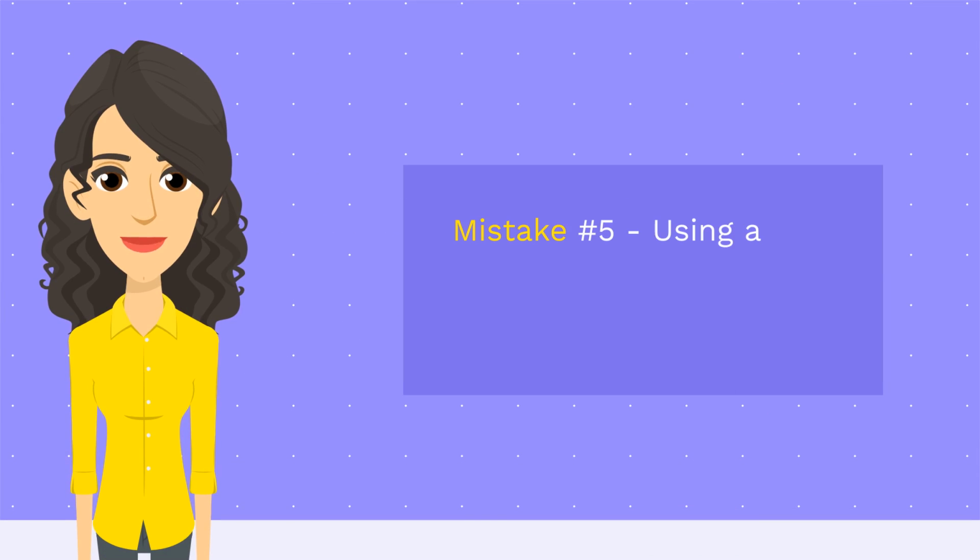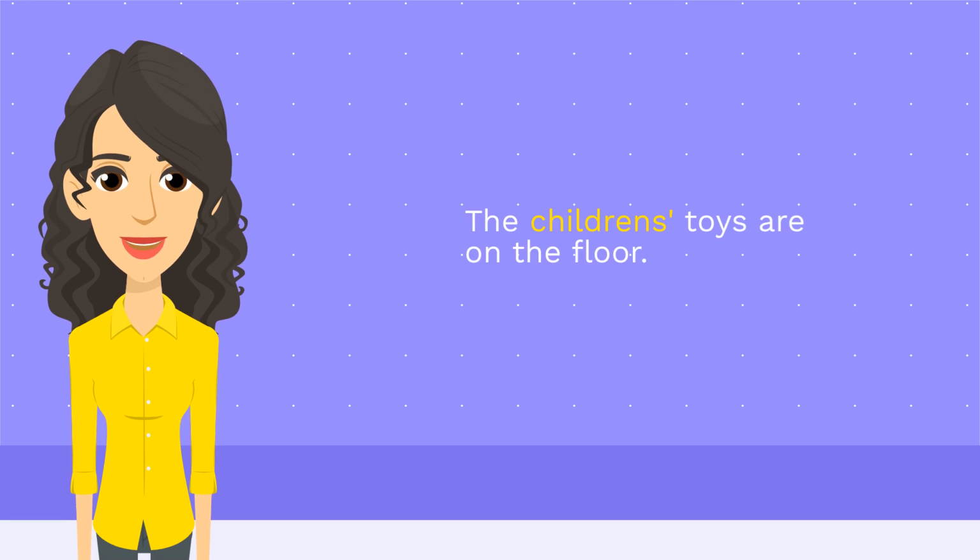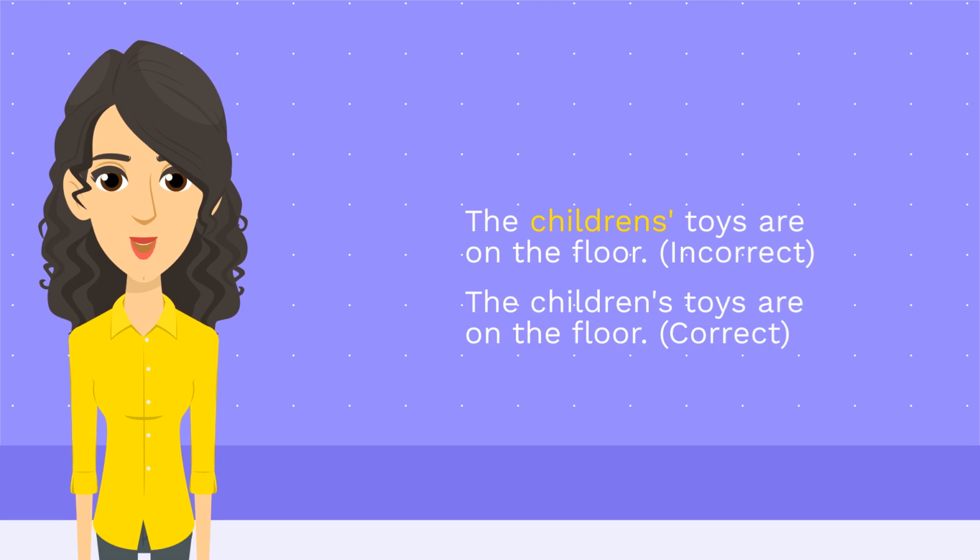Mistake number 5, using an apostrophe with plural nouns that do not end in s. The childrens' toys are on the floor. Incorrect. The children's toys are on the floor. Correct.